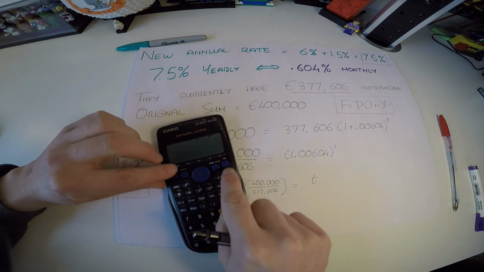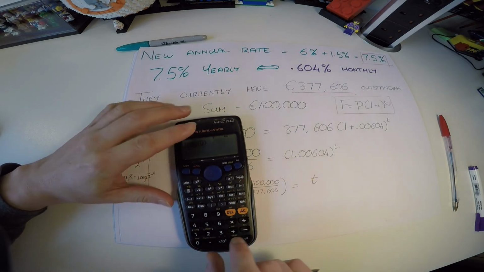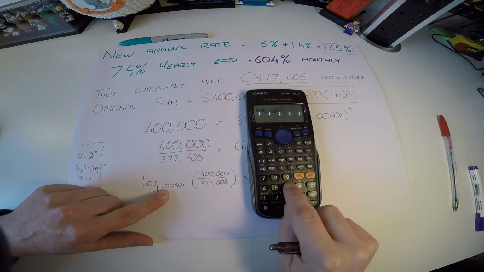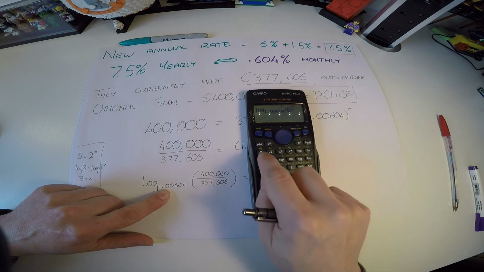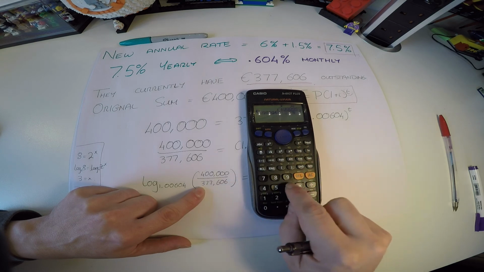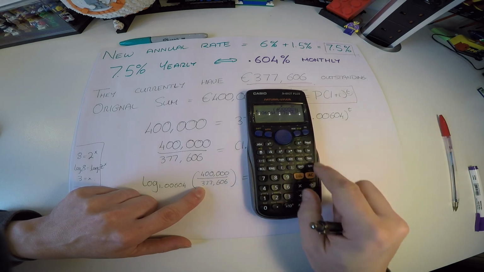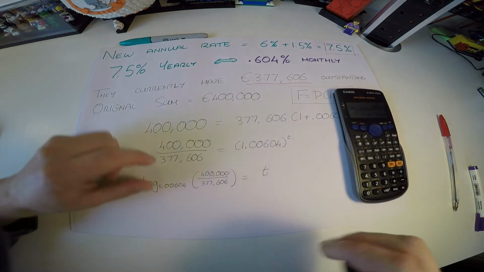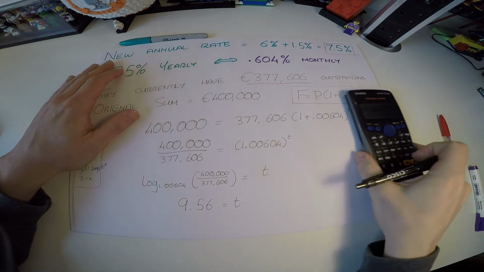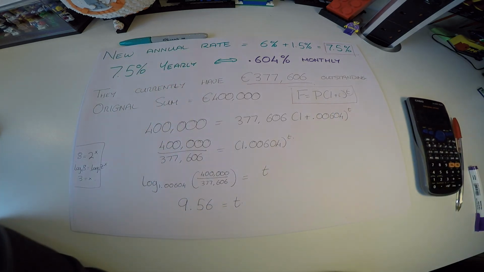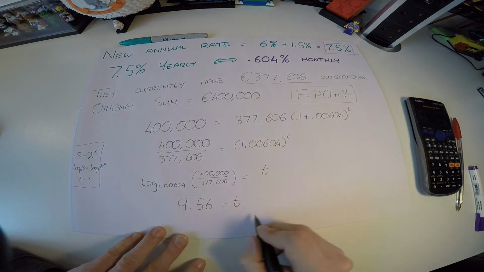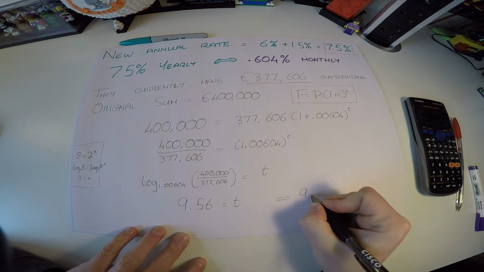So when we put this stuff into a calculator, what do we get? Well, let's do it here. So log, this button here, and the base is 1.00604. What's in here? 400,000. And underneath 377,606, equals, and I get 9.56 is equal to t. That means that it takes 9.56 months, because remember that's what t is equal to, months, because my interest rate was in months. So it takes 9.56 months to get there.